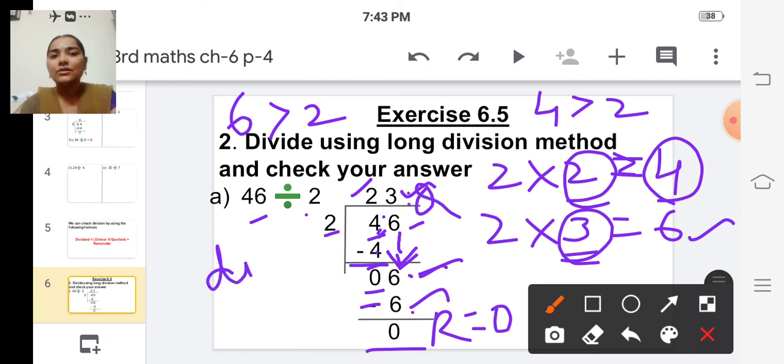Divisor is 2. Dividend is 46. Okay. So now we are going to check the answer. What is the formula?